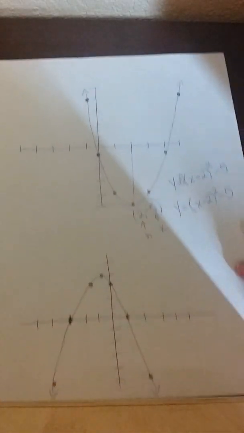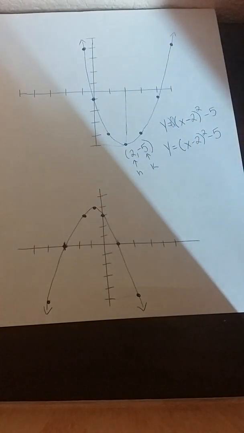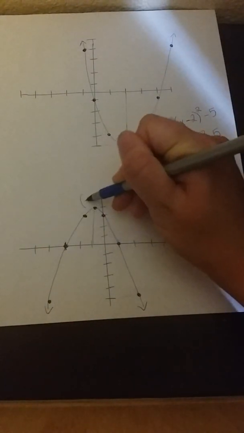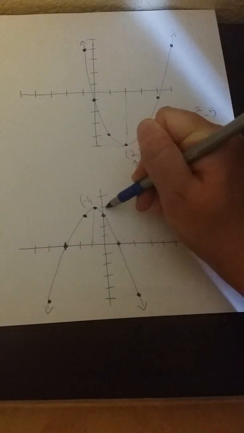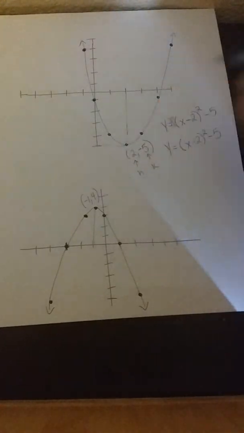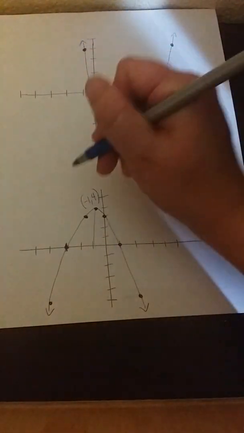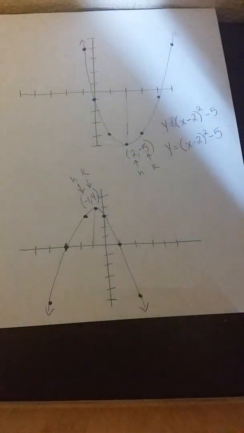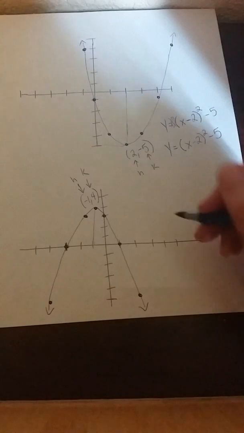Let's look at a second one. So if we look here, again, the first thing you need to do is find your vertex. This vertex is at -1, 4. So that's my vertex, -1, 4. This is my h. This is my k. We're going to go ahead and plug that in.